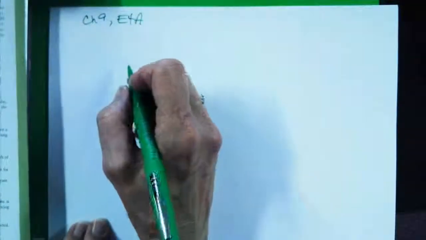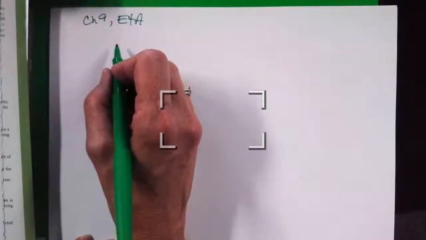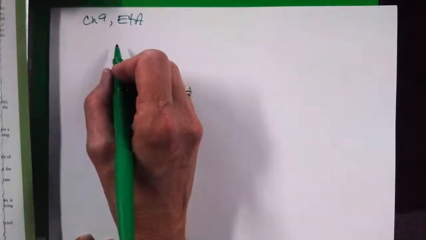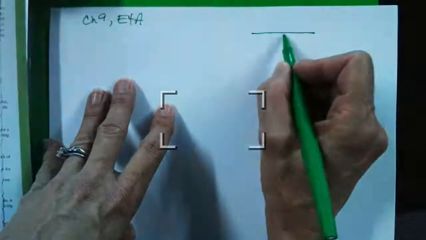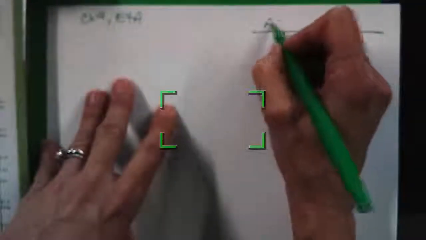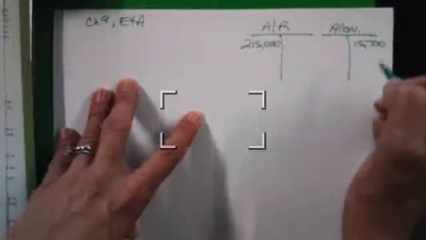Okay, at the beginning of 2014, the balances for accounts receivable and the allowance for uncollectible accounts were $215 and a $15.7 credit. So I'm going to go ahead and set up the T accounts for both accounts receivable and the allowance. At the beginning of 2014, $215 in accounts receivable and $15.7, so in other words, we've got $15.7 in the allowance.